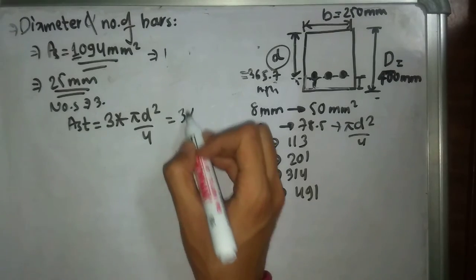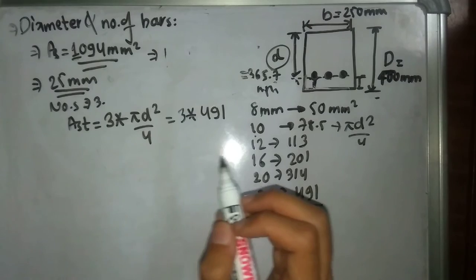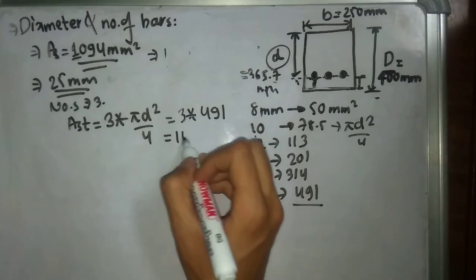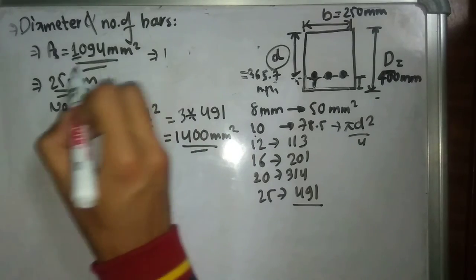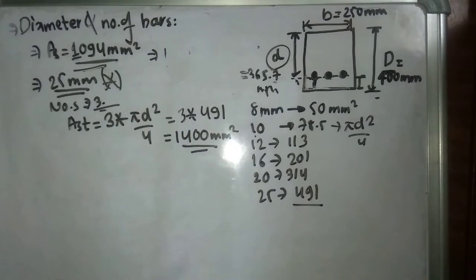So right now we are using 25 mm bars, and we are going to get the area as 3 into 491 for 25 mm, and on solving this, we are going to get the area of steel as 1400 mm square. So it is quite more than our required design of 1094, so we're not going to use 3 25 mm bars. What if we use 2 25 mm bars?